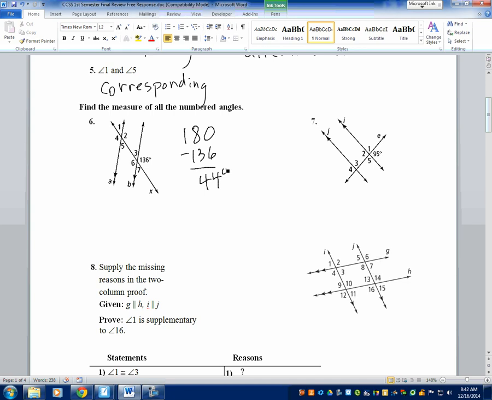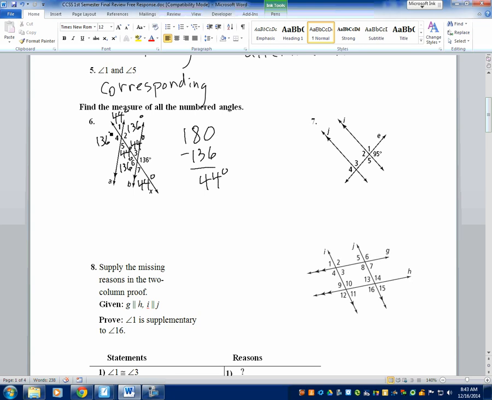Next to the 136 is a 44 and a 44. Across from it is a 136. And then exactly the same pattern you see here is going to show up here. So what's angle 1 going to be? 44. And then you can work your way around. So angle 1 is 44. Angle 2 is 136. Angle 5 is 44. And angle 4 is 136.